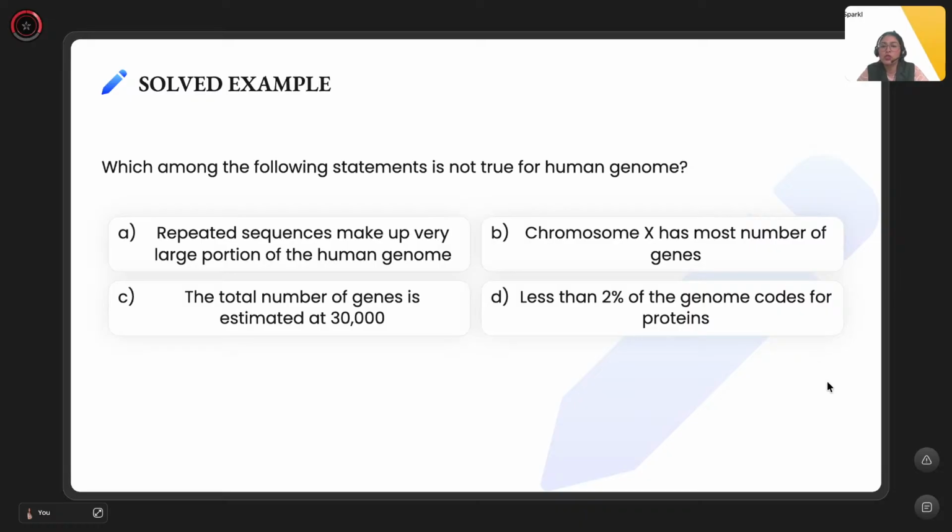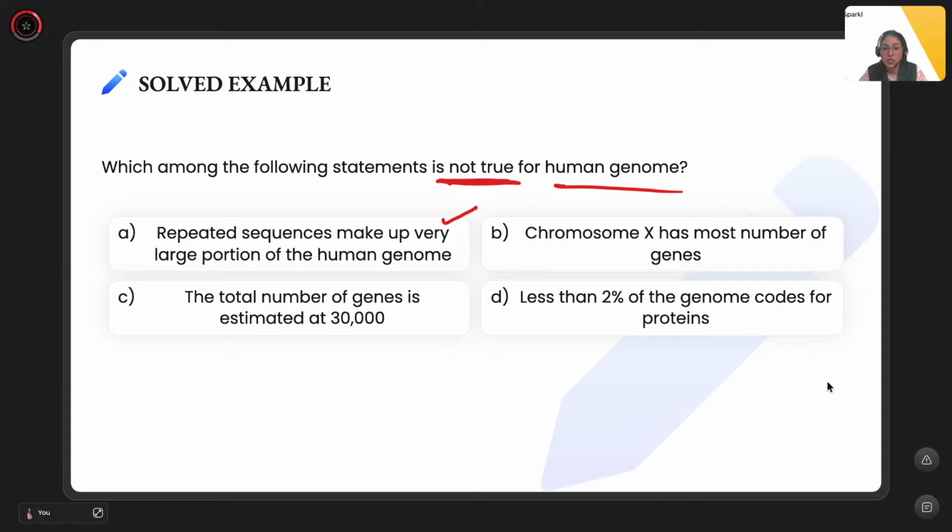So the next question talks about the human genome project, and it wants you to find the statement which is not true, incorrect, for the human genome project. If you look at option A, it says repeated sequences make up a very large portion of the human genome. Yes, that is absolutely true. Repetitive sequences are in very large portions in the human genome, and most of these sequences do not code for any protein.